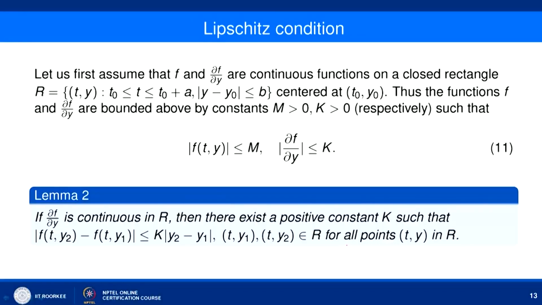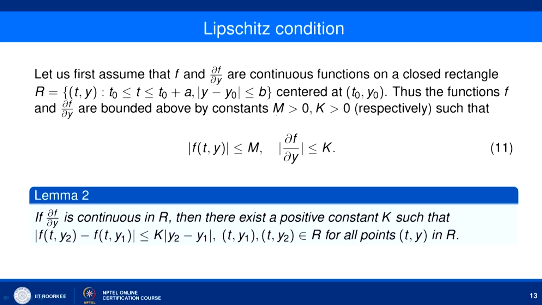So, let us first assume that f and del f by del y are continuous functions on a closed rectangle R, defined like this. It is the set of all (t, y), where t lies in the interval t naught to t naught plus a, and modulus of y minus y naught is less than or equal to b, where a and b are real constants, and this rectangle is centered at t naught and y naught. It means that the function f, which we have assumed continuous, and del f by del y, which we also assume continuous, are bounded above by constants m greater than 0.